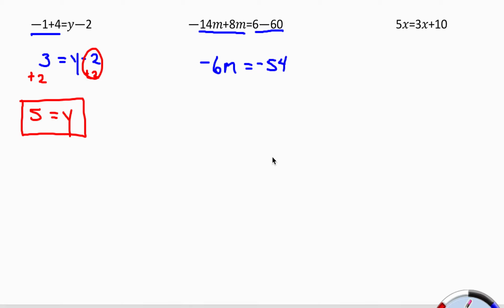Okay, put all your m's on the same side. They already are. Undo anything being added to the variable. Nothing's being added to it, so undo whatever's being multiplied. Divide by -6 because that makes that 1. But whatever I do to one side, same thing to the other side. So over here I have 1 m and a negative divided by negative, positive 54 divided by 6, 9.